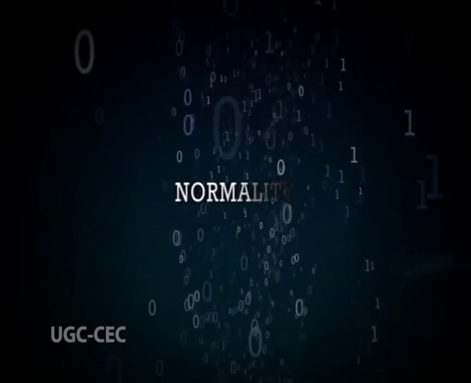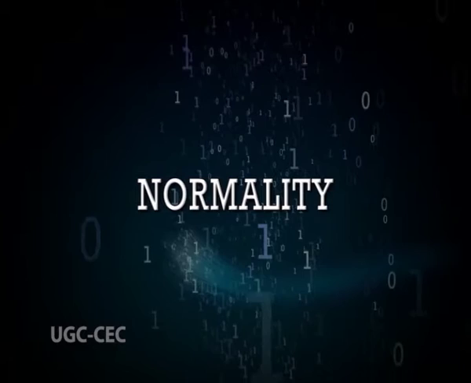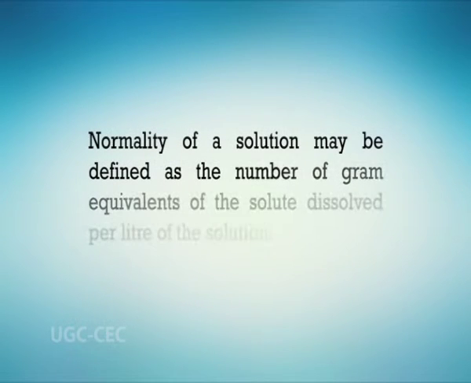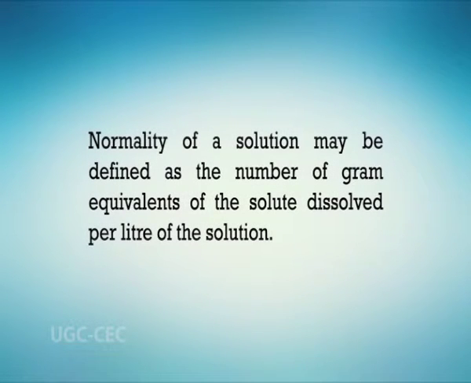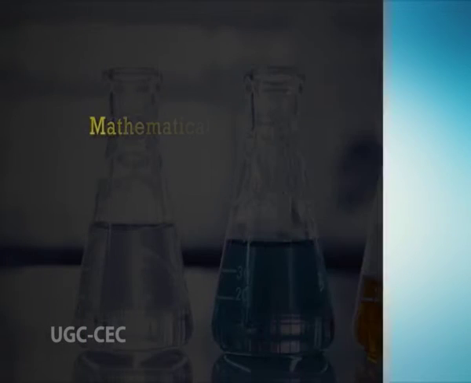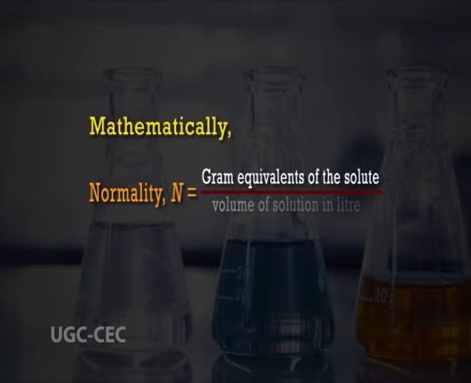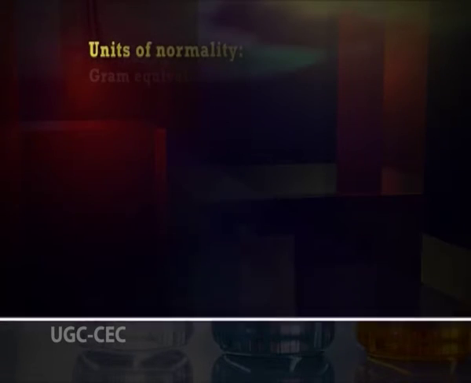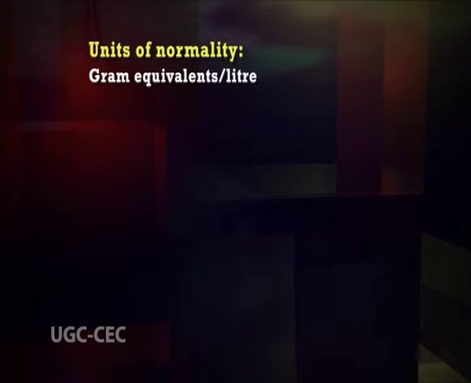Now coming to normality. Normality of a solution may be defined as the number of gram equivalents of the solute dissolved per liter of the solution. Mathematically, normality N is equal to gram equivalents of the solute divided by volume of solution in liters. The unit of normality is gram equivalents per liter.